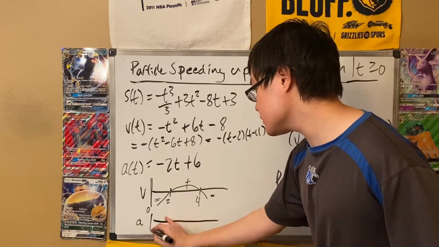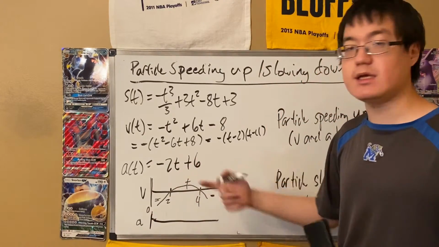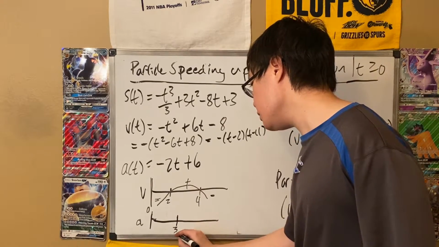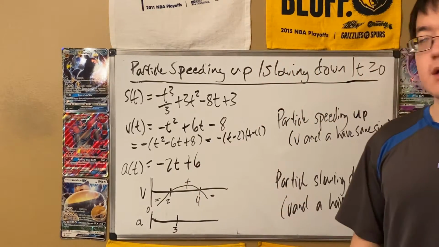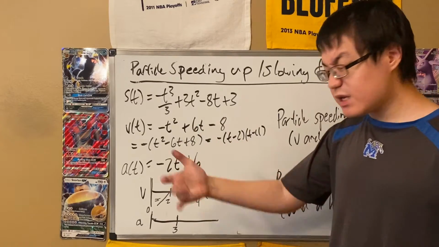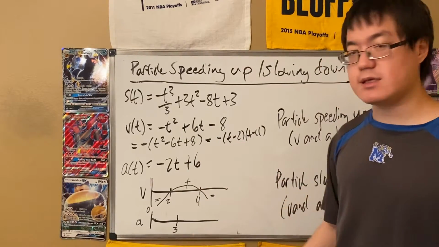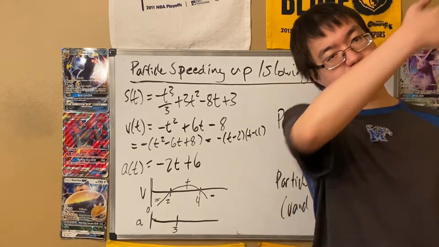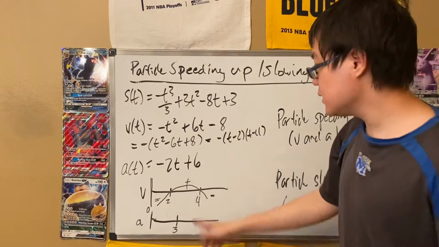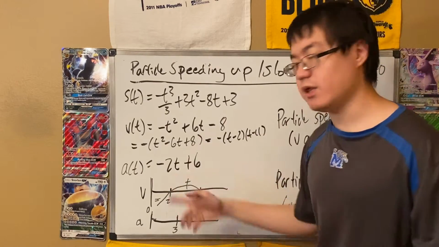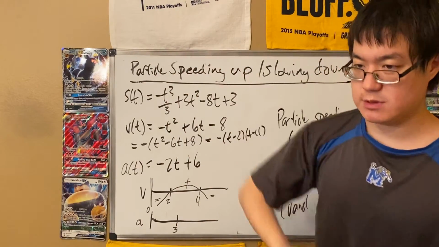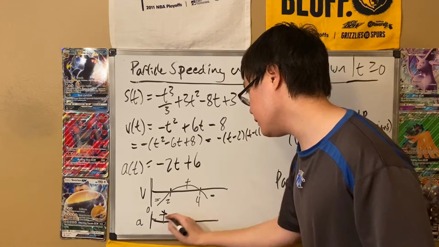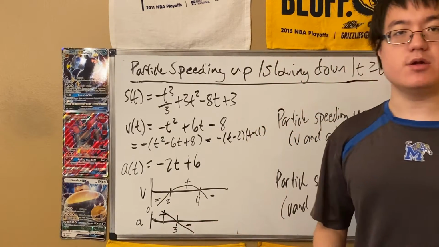But the sign chart of acceleration is even easier than the sign chart of velocity. It goes through the point 3, because negative 2 times 3 is negative 6, and negative 6 plus 6 is 0. So that's the x-intercept of this line. Keep in mind that lines only have positive slope or negative slope. Because this is mx plus b, the m is negative 2. That means our slope is going to be negative. So we're going to have this sign chart right here, positive and negative. Now we're ready to do the question.